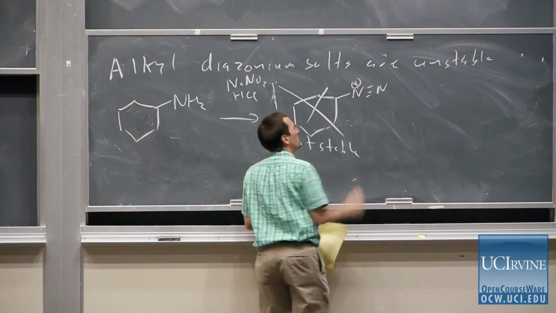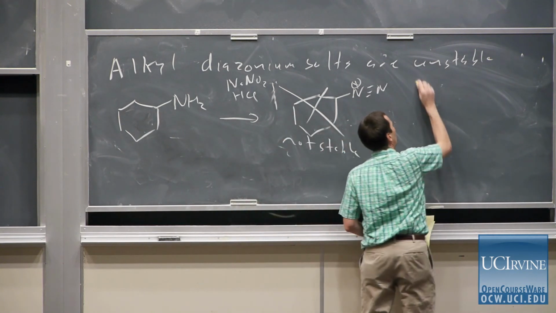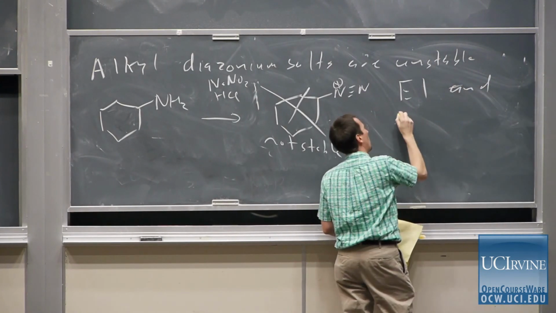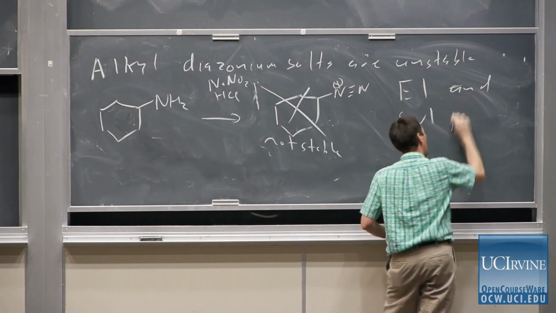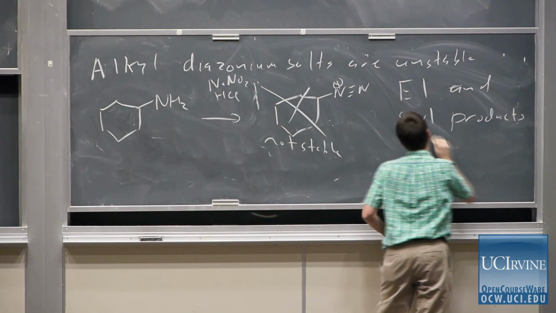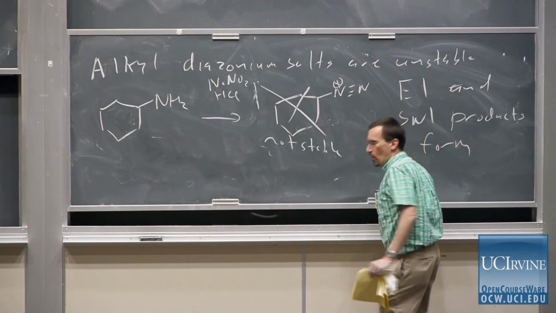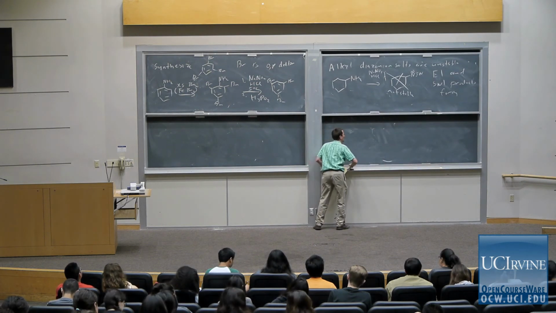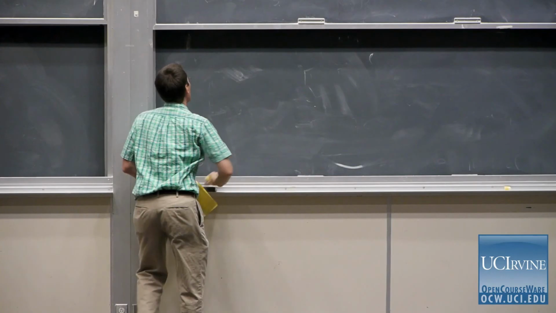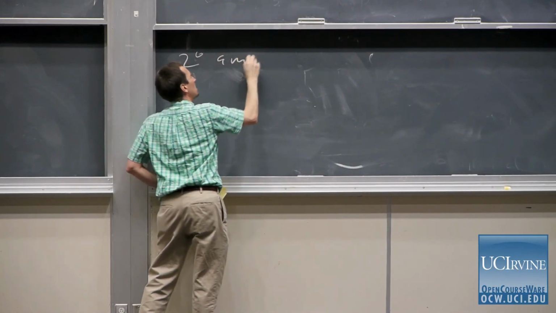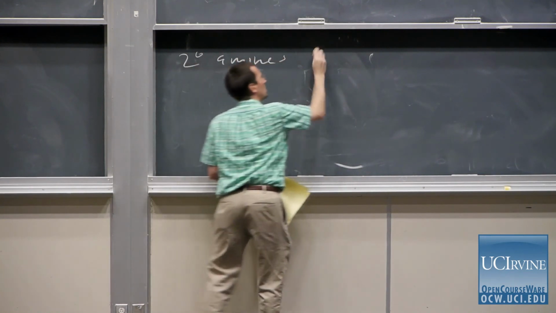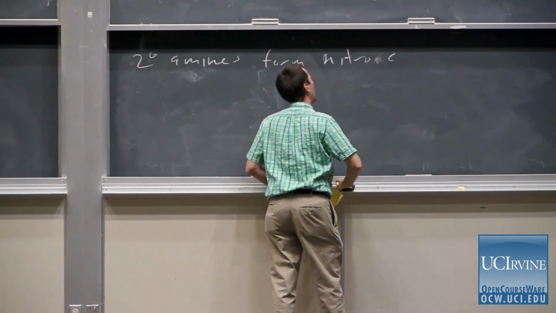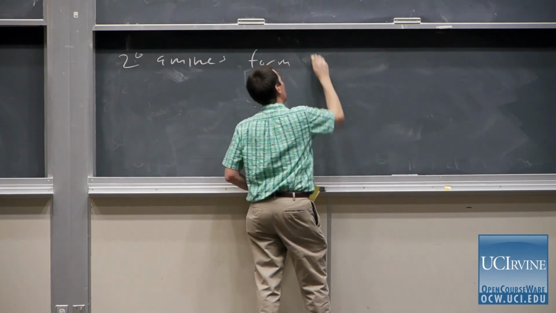Basically, as soon as it forms, the nitrogen leaves with its lone pair of electrons, and you get all E1 and SN1 products. And so that kind of leads you nowhere as far as useful chemistry goes. Secondary amines, of course, remember if you think back to the mechanism, secondary amines you can't tautomerize, so secondary amines form nitroso compounds. I'll say more specifically nitrosamines.